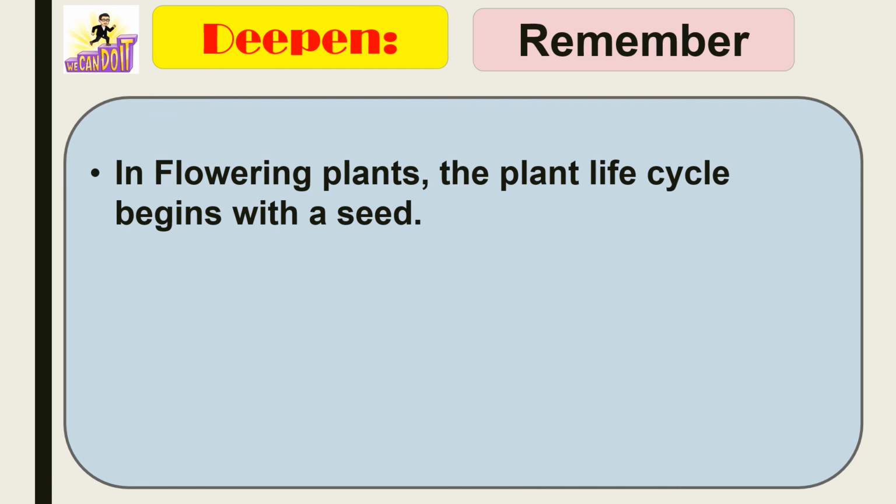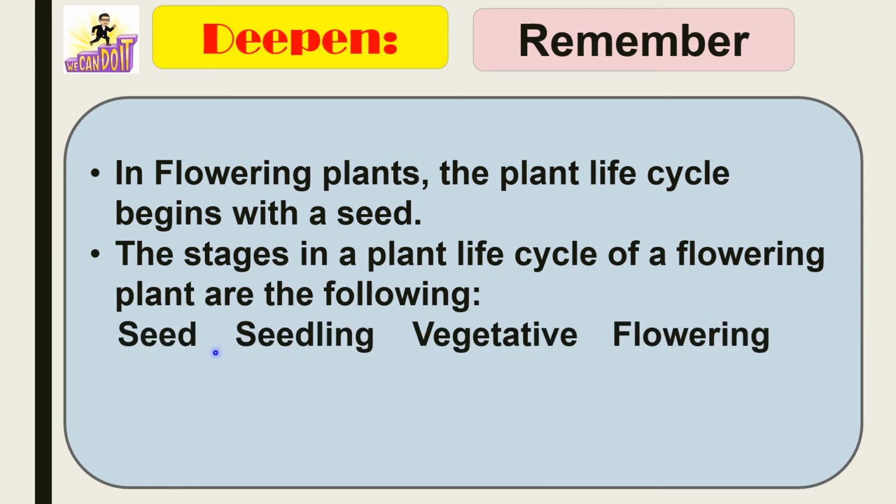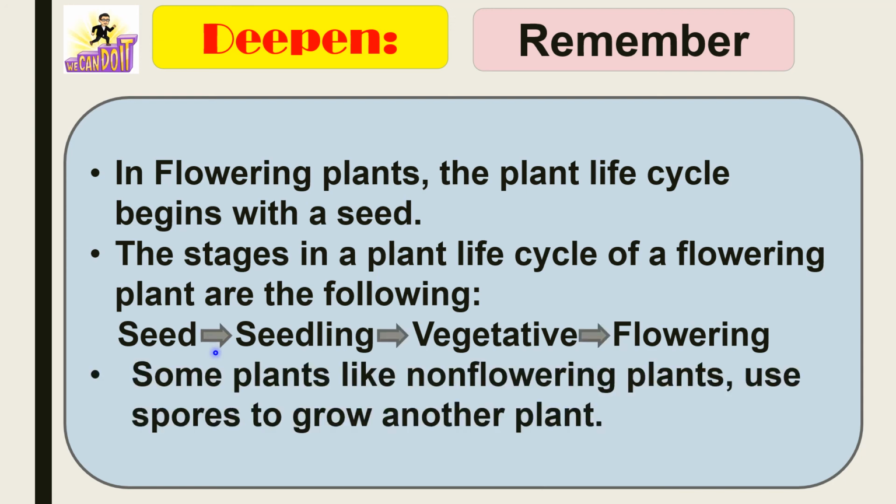Remember, in flowering plants, the plant cycle begins with a seed. The changes in the plant life cycle of flowering plants are the following: seed, seedling, vegetative, and flowering stage. And some plants, like non-flowering plants, use spores to grow another plant.